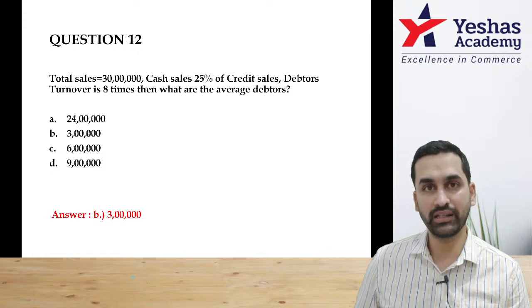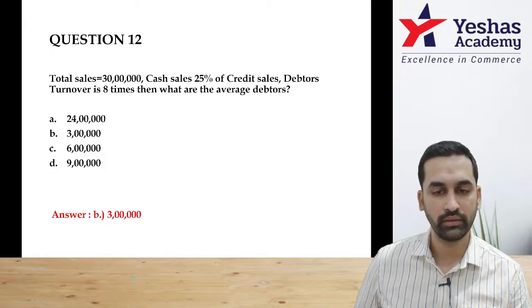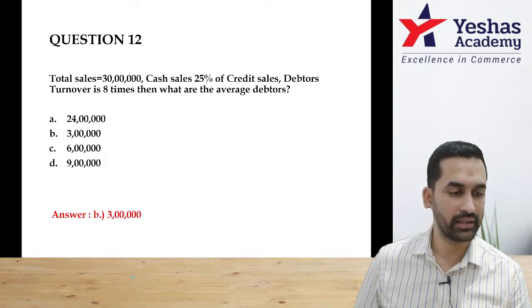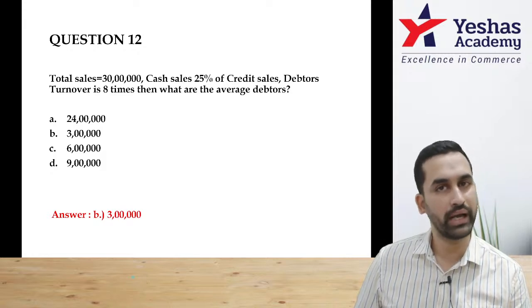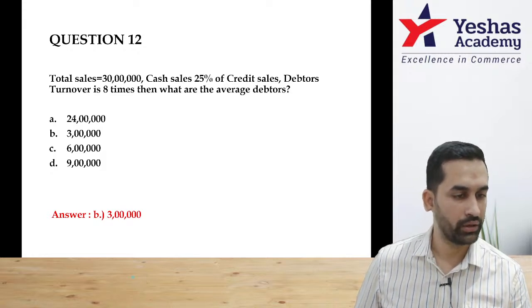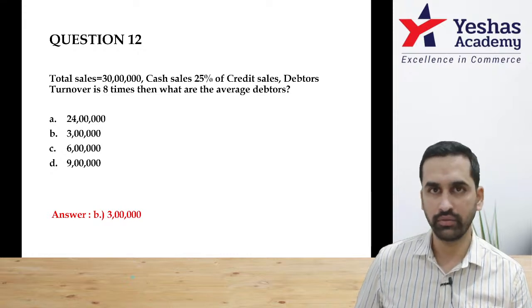That means DTR is equal to 24 lakh by average debtor. Left hand side is 8. So 8 is equal to 24 lakh by average debtor. 3 lakh rupee. Many have sent the correct answer. Very good.